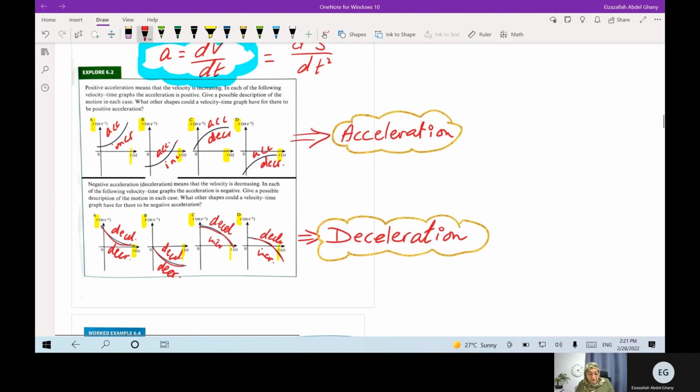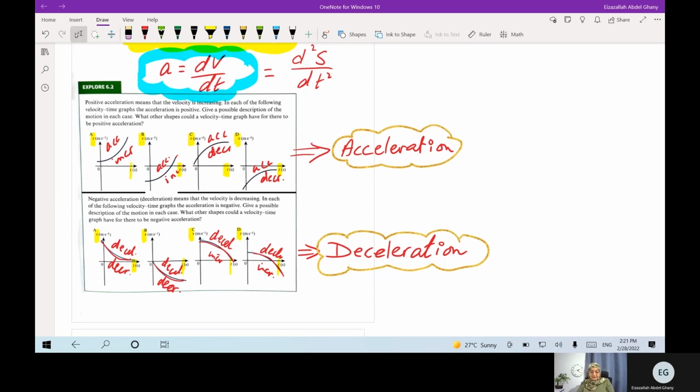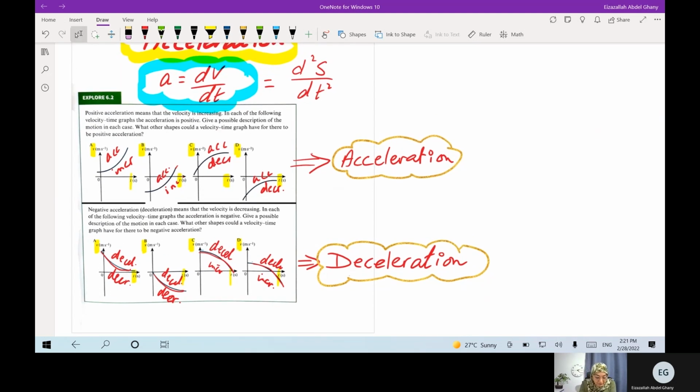This is just an introduction, and take care about units of measuring. If the unit of velocity is meter per second, and then you are dividing by time, which is second, you will get the answer in meter per second squared, or you can write it as meter per second to the power of negative 2, like an index.